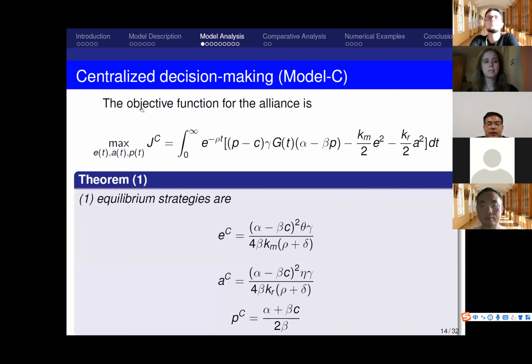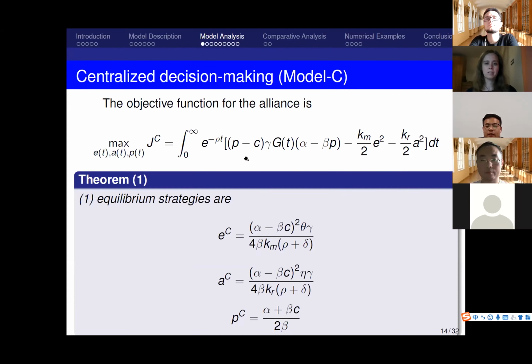The third section is the model analysis. The first model is the centralized decision making. We denote it as model C. In model C, the manufacturer and the retailer form an alliance. They jointly decide three variables: E_t is the emission, A_t is the advertising or promotion, and P_t is the retailer price.